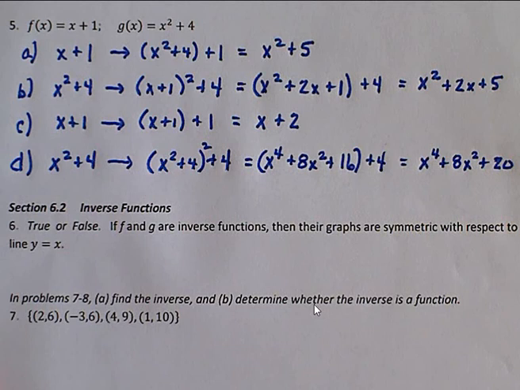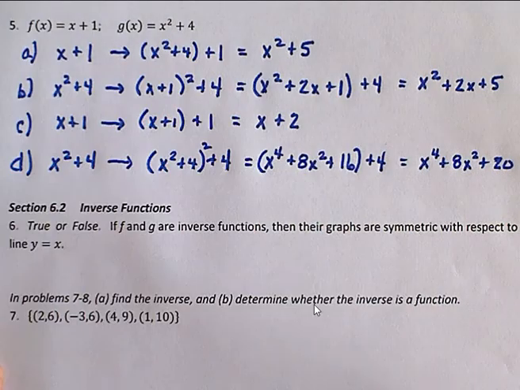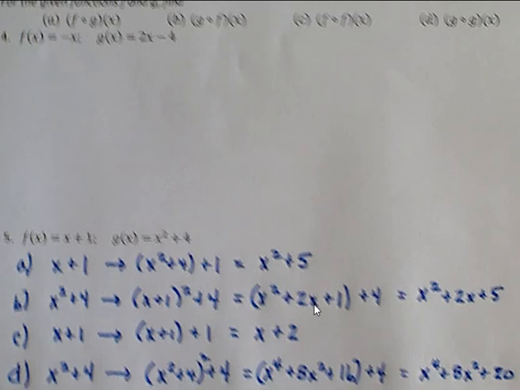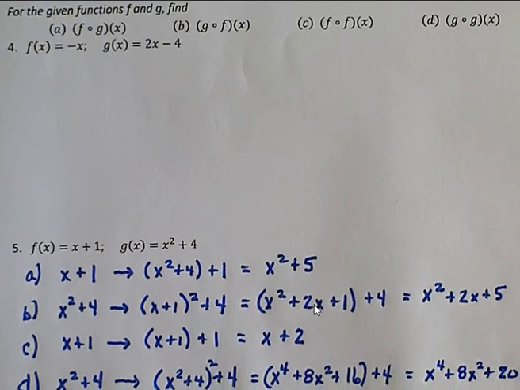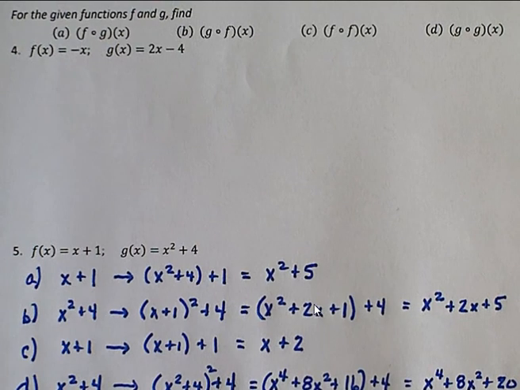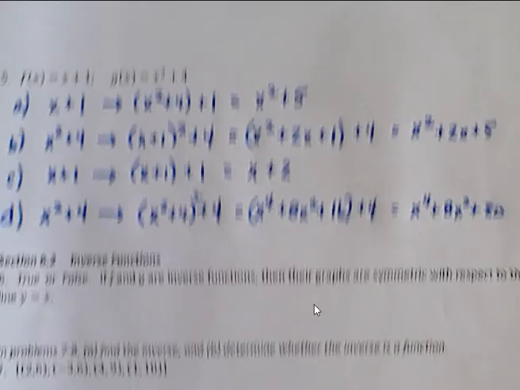more involved. As you look at number 4, you have two linear expressions, a negative x and a 2x minus 4. Again, I think as you plug those in, they're going to be much easier to work with algebraically. So should not be nearly that difficult. Okay. So that's what composites are. That's what I'm asking you to do with them.